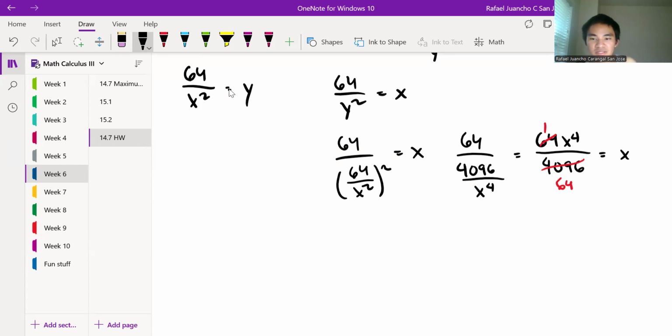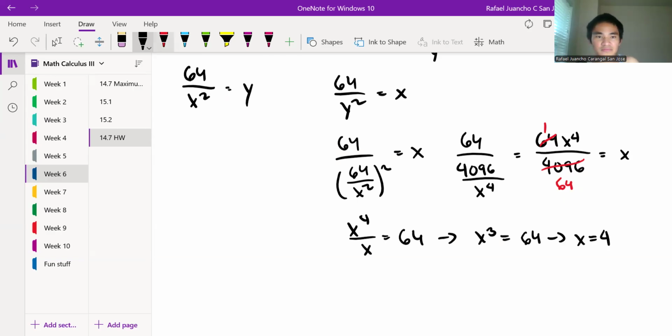Oh, I basically now have x to the fourth divided by x is 64. And then I get x to the third is equal to 64. Then I get, what is that? So that's 64 to the power of 1 over 3. Oh, look at that, x is 4. Done. Right, so I've solved for x.